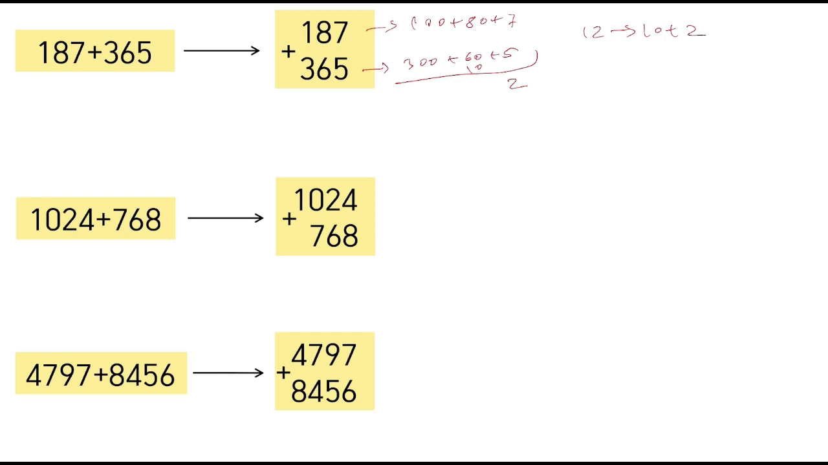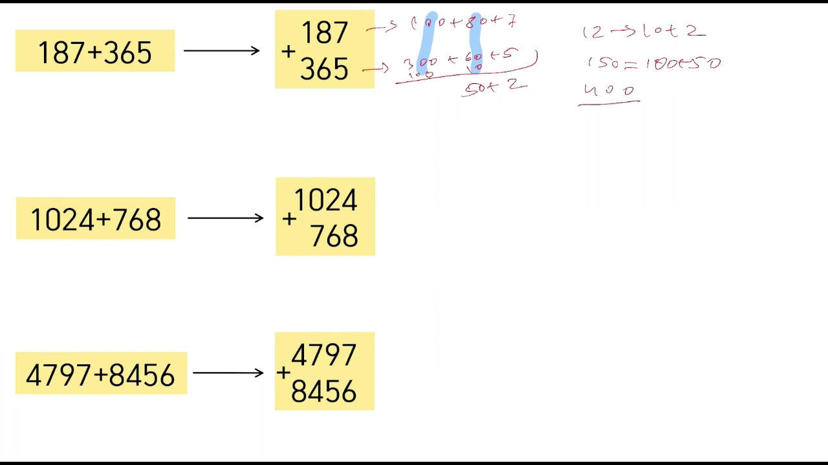Let's add the tens place, which is here. 80 plus 60 plus 10 makes 150. If you separate it, you will get 100 plus 50. 50 for the tens place, 100 for the hundreds place. Let's now add the hundreds place. 100 plus 300 plus 100 makes 400.